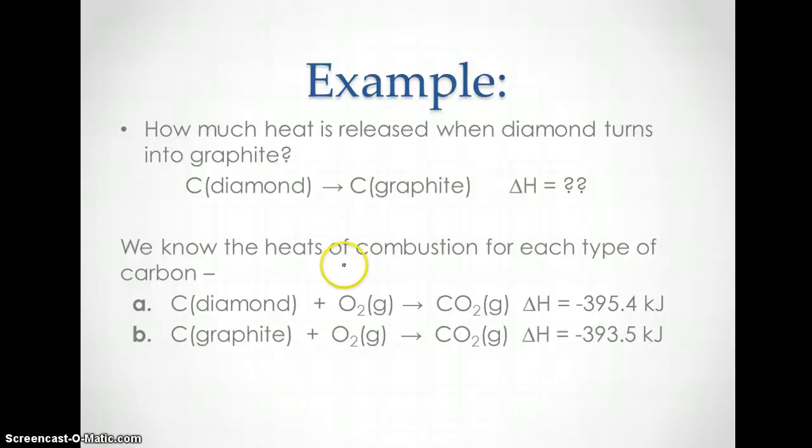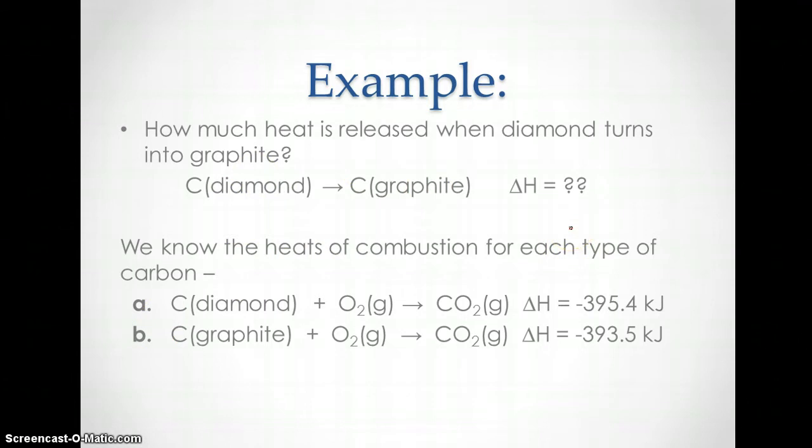So what we do know is the heat of combustion for each type of carbon, and this comes from a table in your book. Heats of combustion are given. To combust diamond with oxygen to make carbon dioxide, this is how much heat would be released. To combust graphite with oxygen to make carbon dioxide, this is how much heat would be released. Those things we do know. So we're going to use reaction A and reaction B to come up with this overall equation that we're trying to find the heat of.